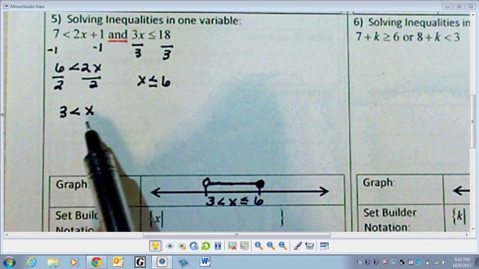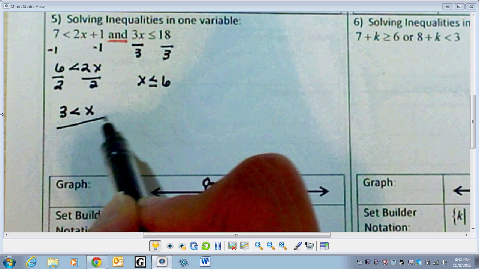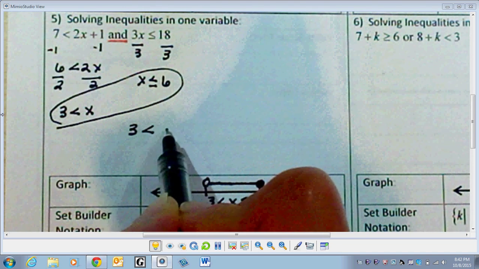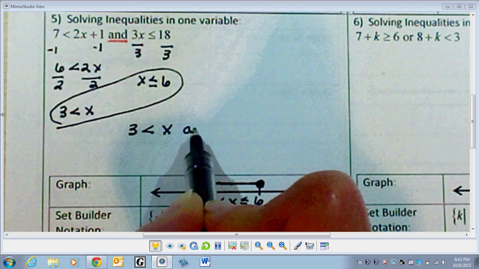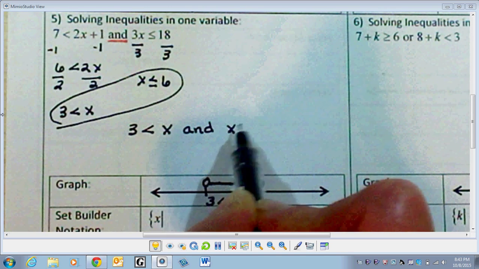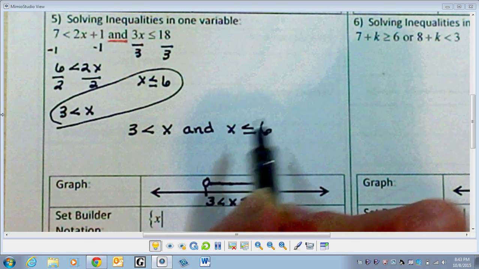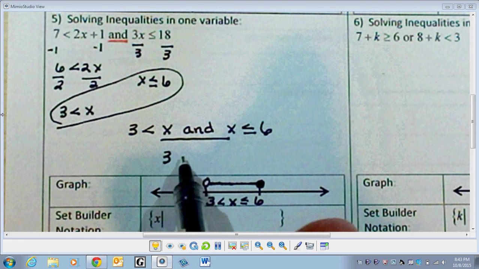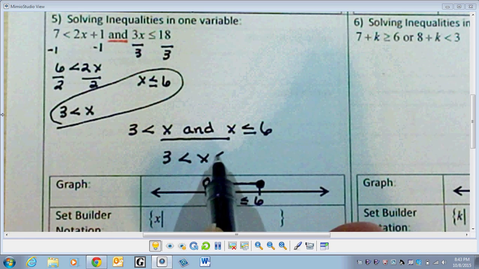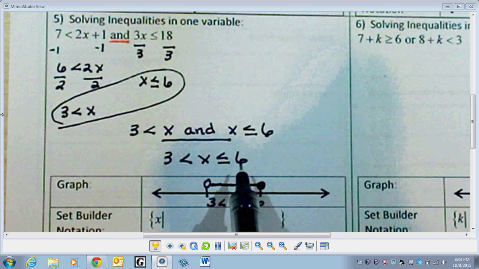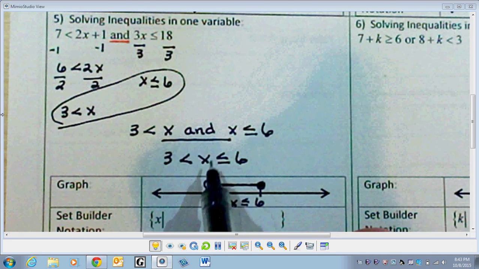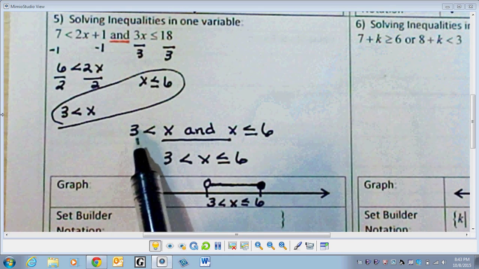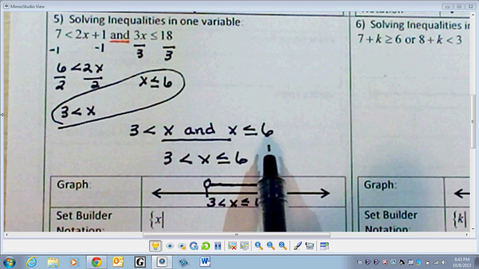And you can see that these, if I were to write them, 3 is less than x, and x is less than or equal to 6, that this is repetitive. So I could replace that with 3 is less than x is less than or equal to 6, because x and x is just x, and it's in the center. That works because this is number line order.